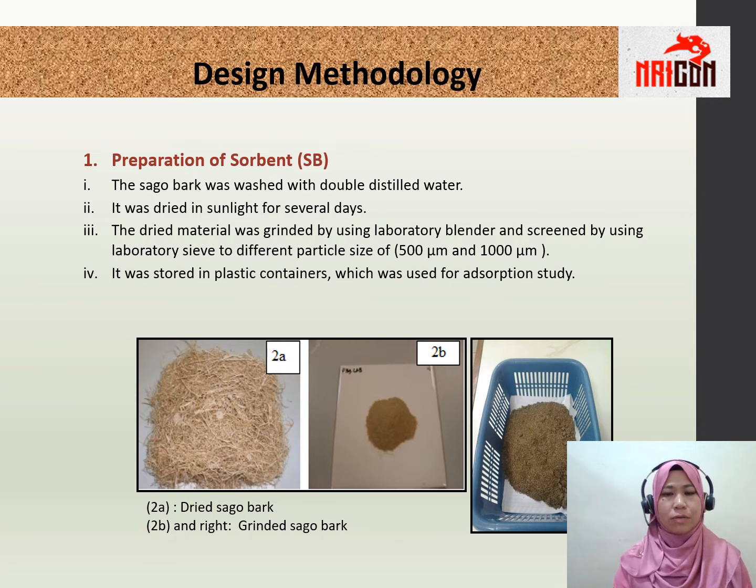Okay, the preparation of sorbent from sago bark. First, the sago bark was washed with double distilled water. It was dried in sunlight for several days, and the dried material was grinded by using a laboratory blender and screened by using a laboratory sieve to different particle sizes of 500 micrometer and 1000 micrometer. As you can see in figures 2A and 2B, figure 2A shows dried sago bark, and figure 2B shows grinded sago bark.